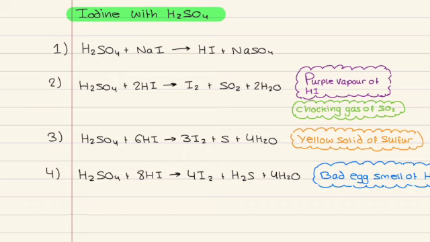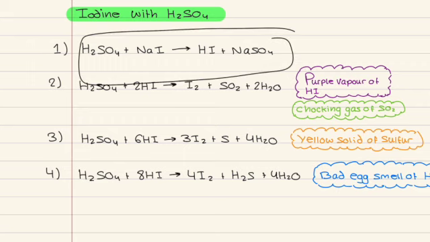So, what we're going to talk about is the different extents to which iodine can react with sulfuric acid. So we have these four different reactions. The exam board expects you to memorize these, however, I think that's quite dull. So I'm going to teach you a way to use half equations to be able to derive these different equations or reactions. So the first one you should memorize, it's pretty straightforward.